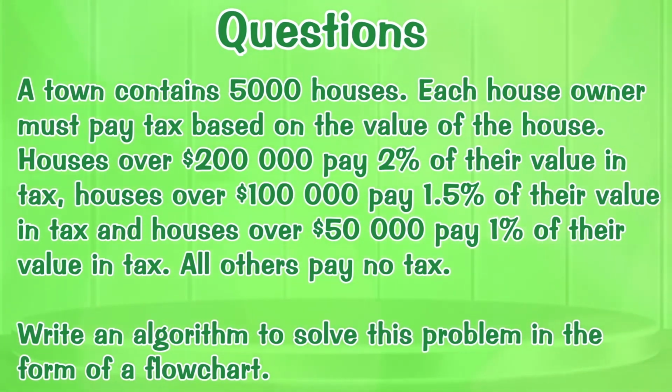Now, houses over $200,000 pay 2% of their value in tax, right? While houses over 100,000 Namibian dollars pay 1.5% of their value in tax. And finally, houses over $50,000 pay 1% of their value in tax. Now, all others pay no tax.